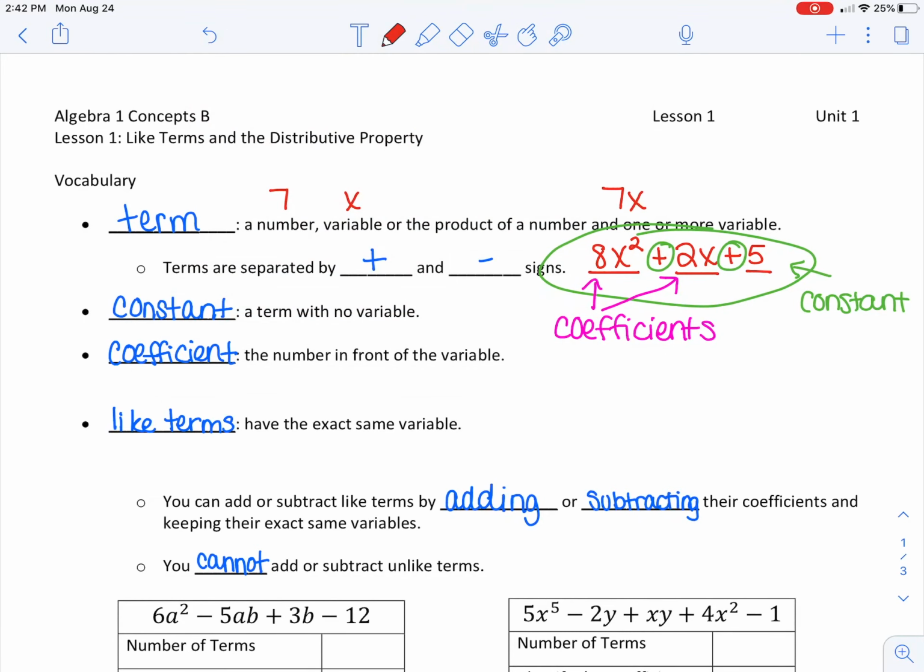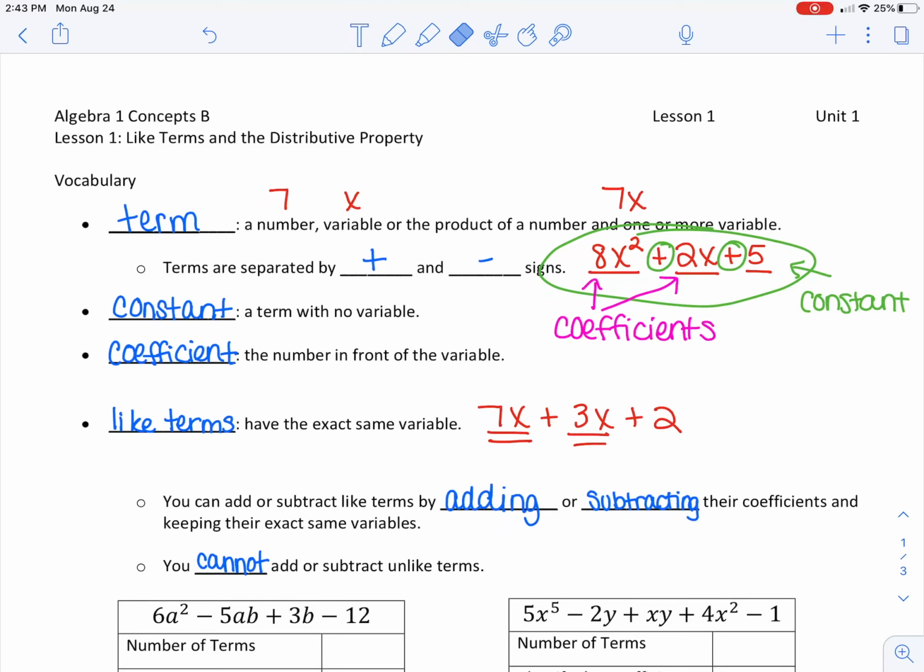All right, so then we talk about like terms, and that's what we're going to be combining in this particular lesson. So like terms have the exact same variable. So that would be like me saying 7x plus 3x plus 2. Okay, 7x and 3x are like terms because they both have an x. Now, if I said 7x squared plus 3x plus 2, these would no longer be like terms, 7x squared and 3x, because we have an x squared term and we have an x term.